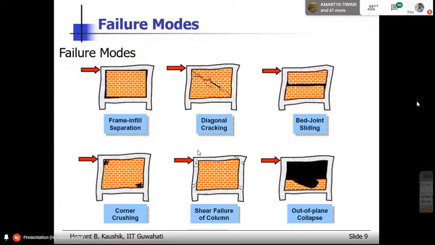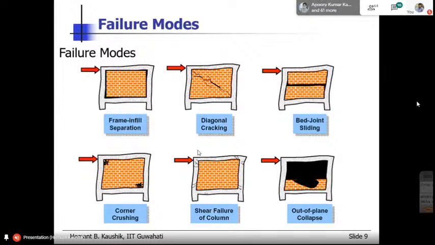Finally, the shear failure of column. You have again seen this kind of failure, and the out of plane collapse. So that usually occurs in the end if you have a good contact, good interaction between the frame and the infill wall. But it can happen early if the interaction is not good. So that is what all these types of failures we have seen actually in the real testing.